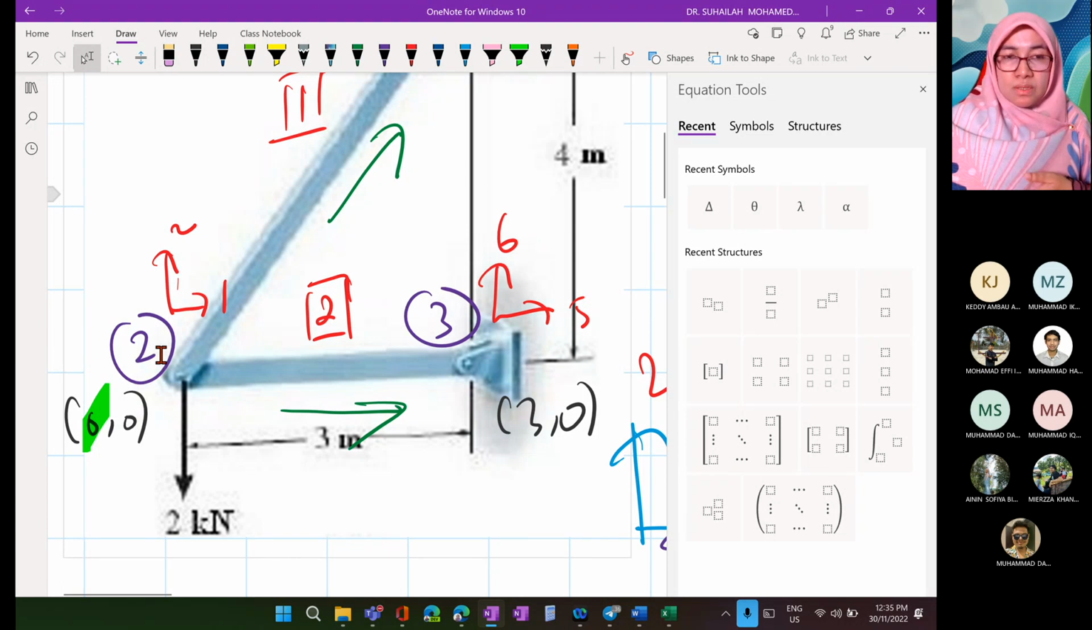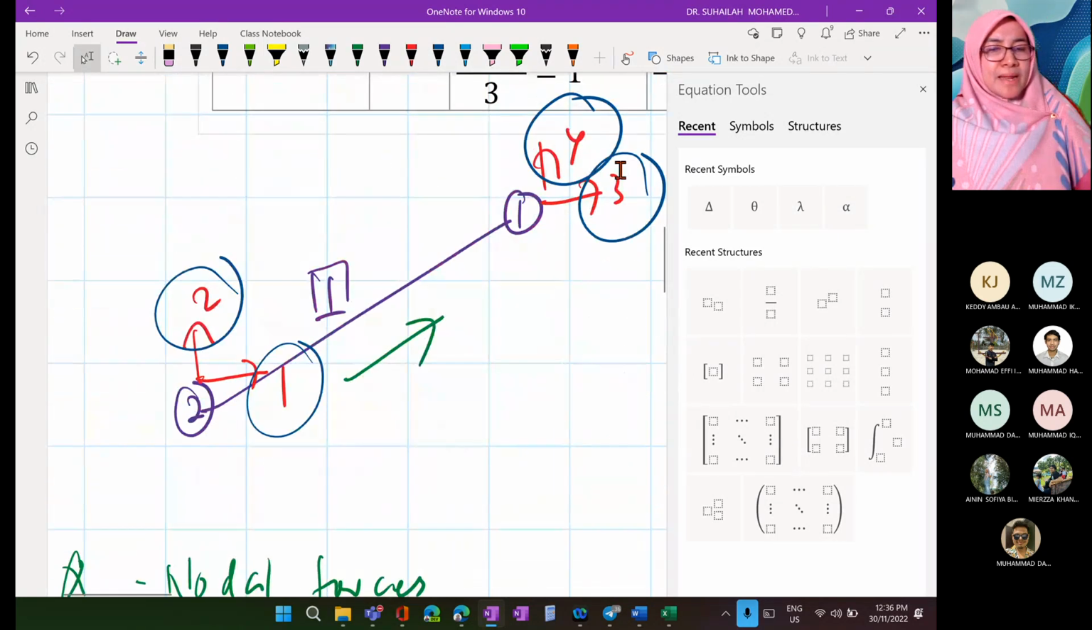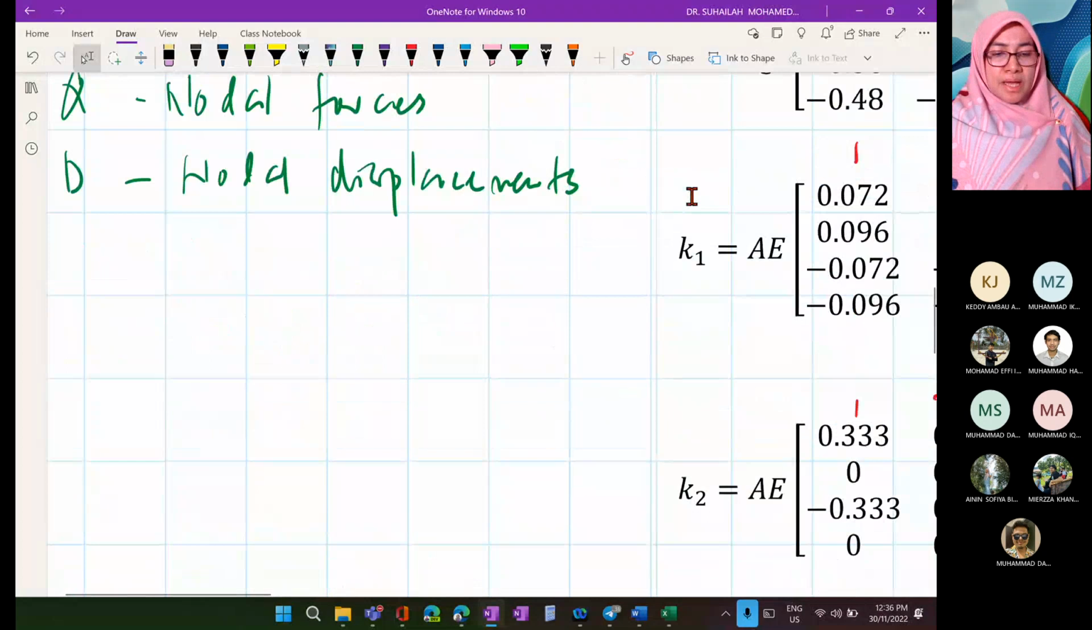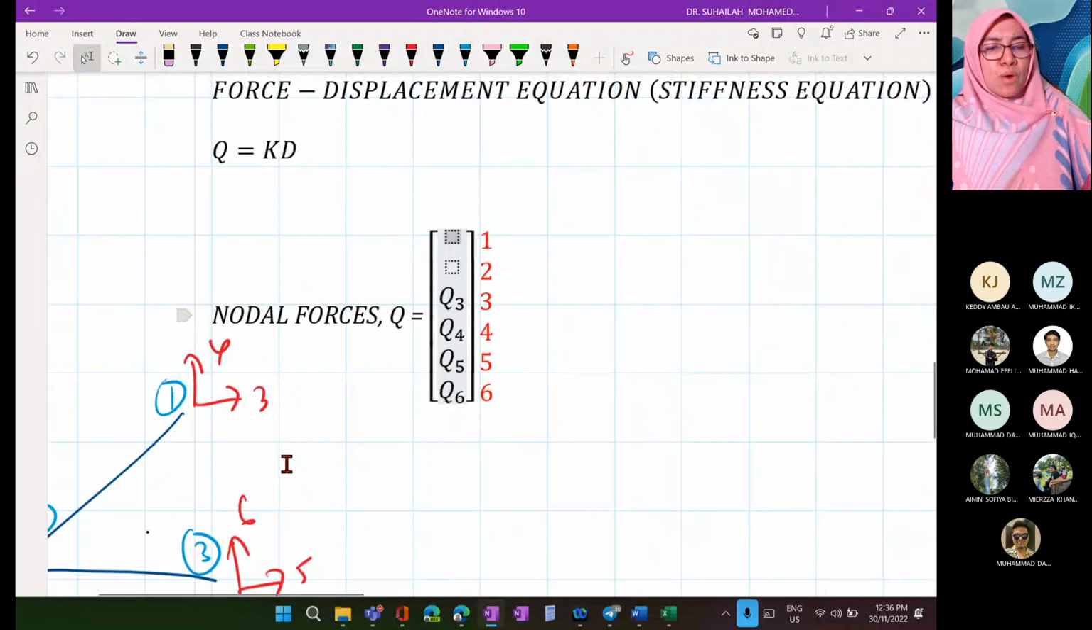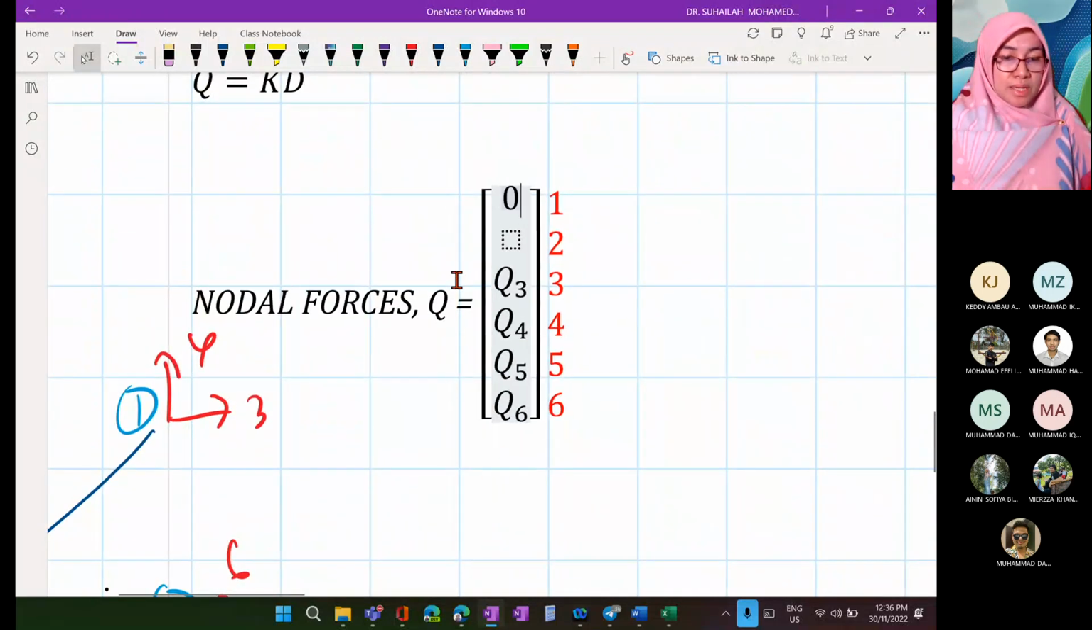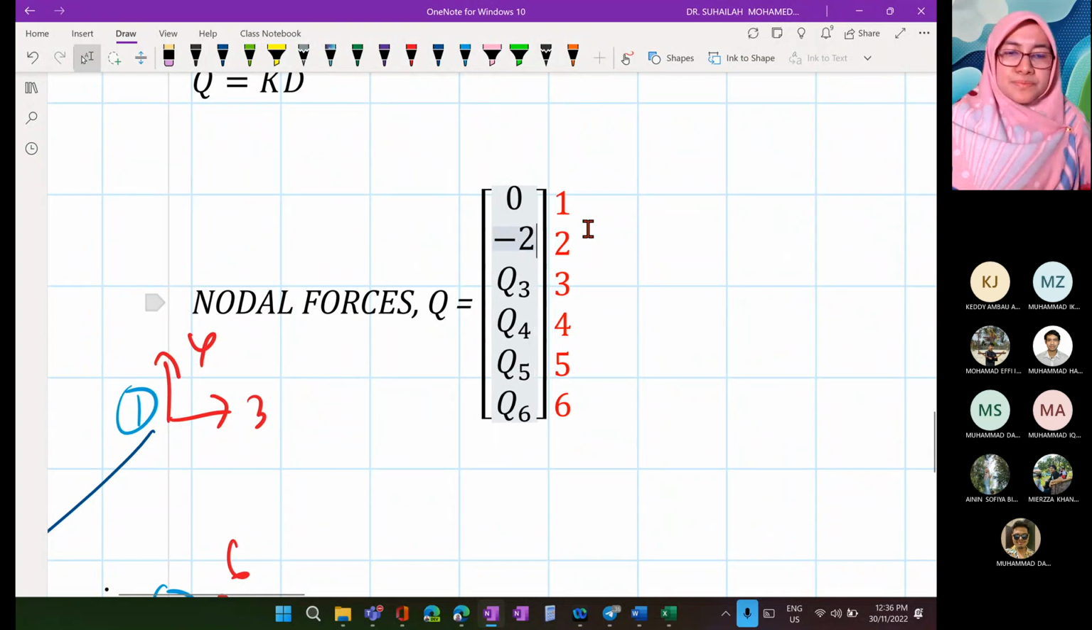Can or cannot move? At node number 2, there is no support. What happened? Can move. So that displacement that we say can move represents unknown displacement. Unknown displacement is the first output. So besides having Q1 until Q6, we will also need to identify D1 until D6. So this one is 0 and negative 2.